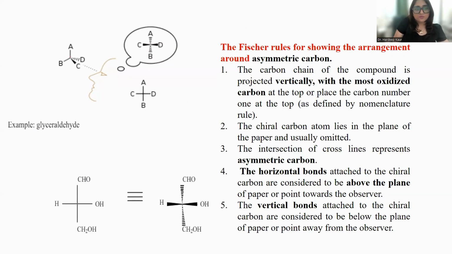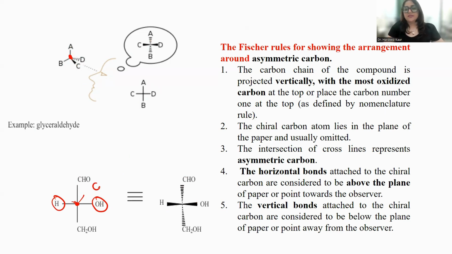So when somebody is observing it, this A and B are on the normal plane, and C and D will be on a different plane. Similarly, with benzaldehyde, you will say this H and OH like this and CHO like this. The intersection of these is called the carbon.